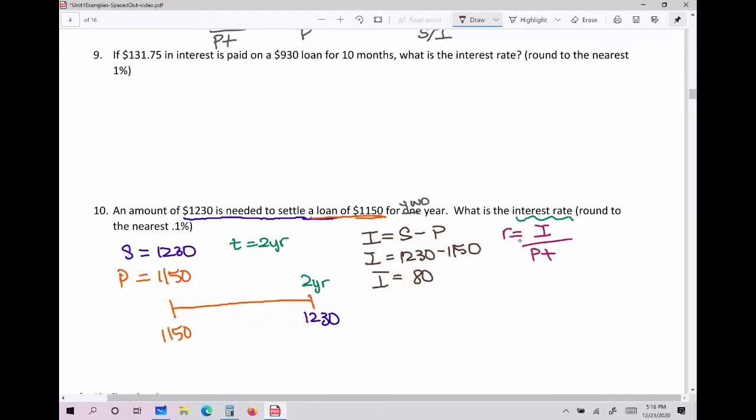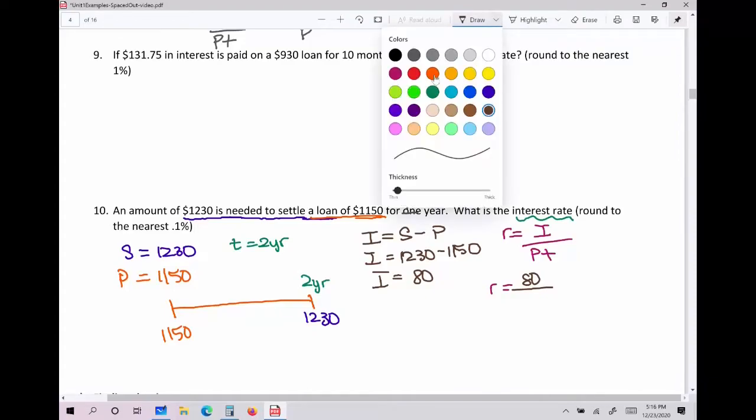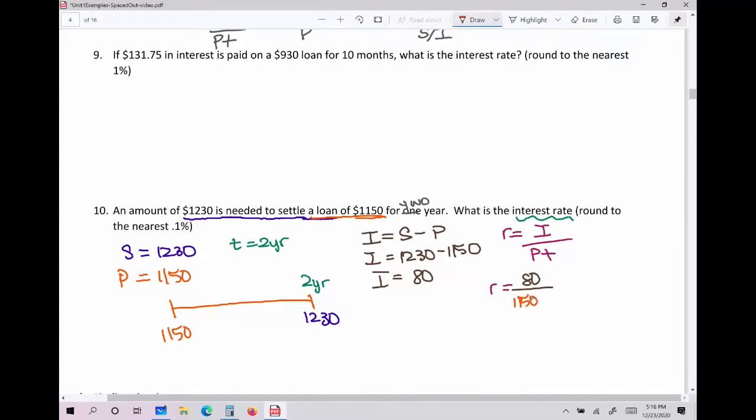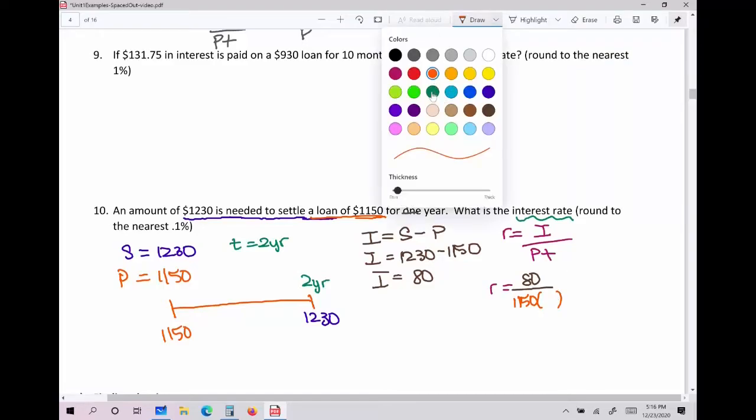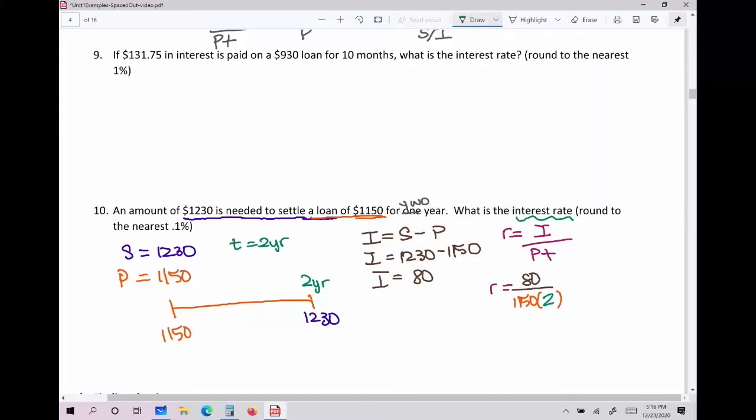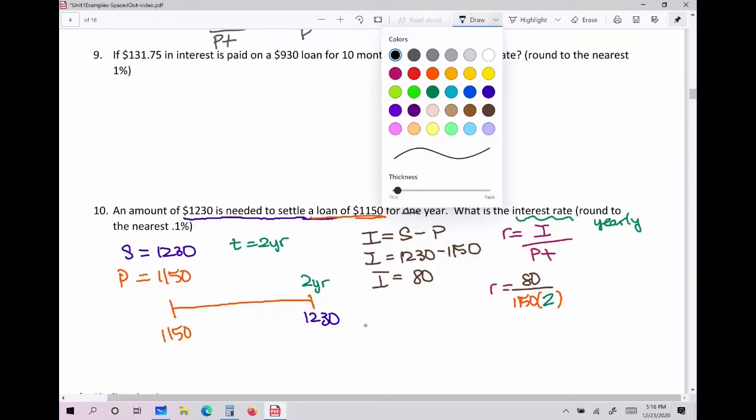Okay, so now that we have I, we can plug everything in. So we get R equals our 80 over P, 1150 times T. T here was in years, so we just put 2, because again, we're not told what kind of rate this is, so we assume yearly. That's going to change later, which is why I'm making a big deal about it now. Then when we plug this in, it's going to be real similar to what we did in example 5 when we plugged in the same kind of keystrokes. So just make sure that you're careful with those. I can put those down here again real quick.